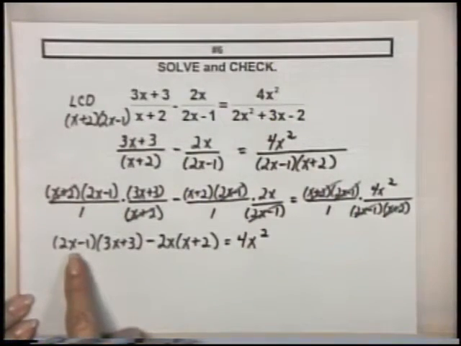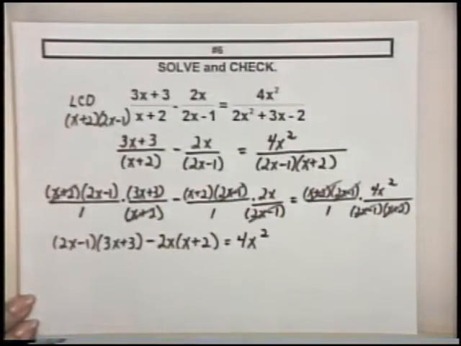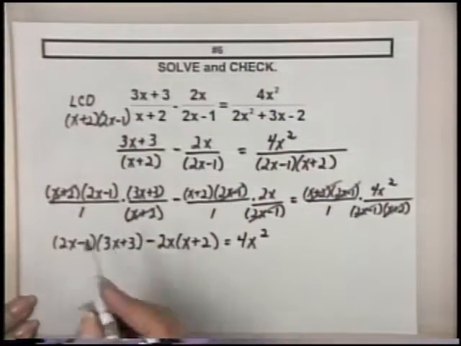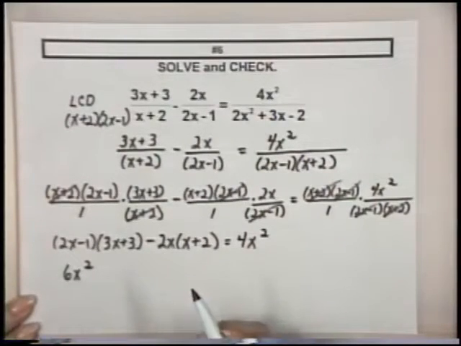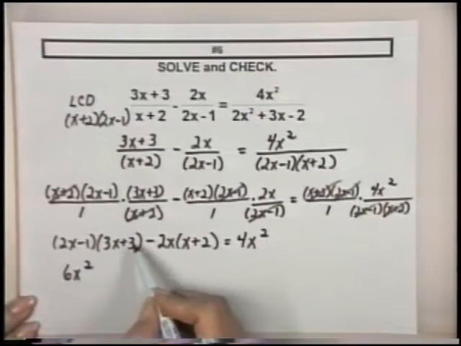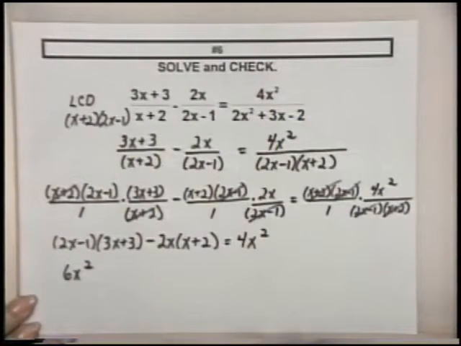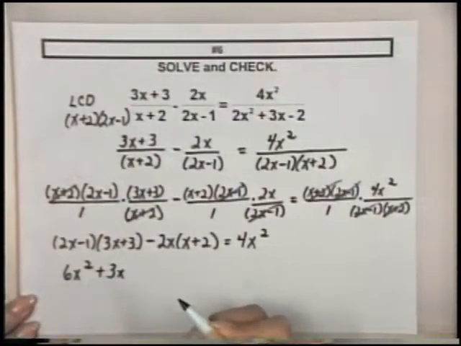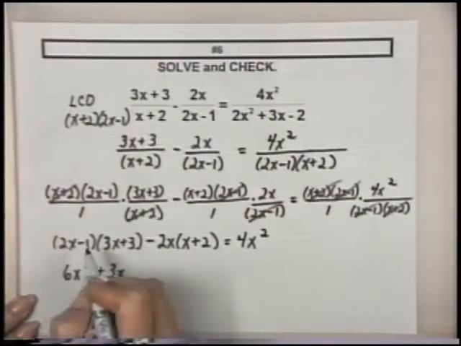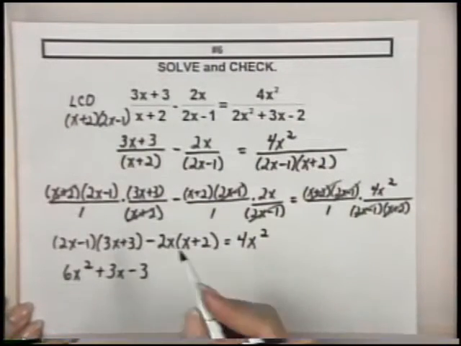Now let's remove parentheses. To begin with, I need to multiply my 2x minus 1 times my 3x plus 3. Since I am multiplying binomials, I will use the FOIL method. 2x times 3x is 6x squared. For my outside term, 2x times 3 is 6x. For my inside term, negative 1 times 3x is negative 3x. 6x subtract 3x will give me a positive 3x for my middle term. For my last term, negative 1 times 3 is negative 3.